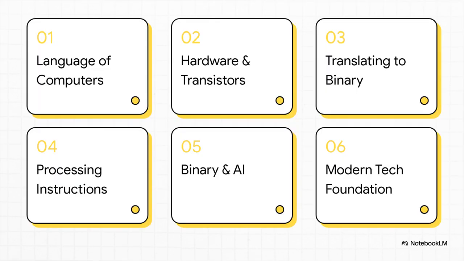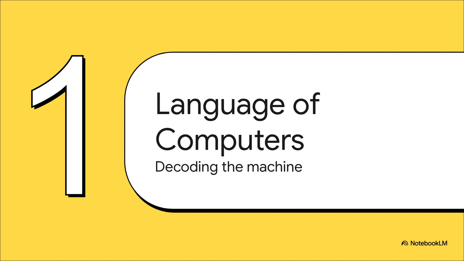Okay, let's dive into this. Here is our roadmap for today. We'll kick things off with the language of computers and the hardware that actually runs it. Then we'll move right into translating and processing that data. Finally, we'll wrap up with binary's role in artificial intelligence and modern tech. So we're going from a microscopic signal all the way up to complex AI. Let's get started with Section 1, the language of computers, decoding the machine.